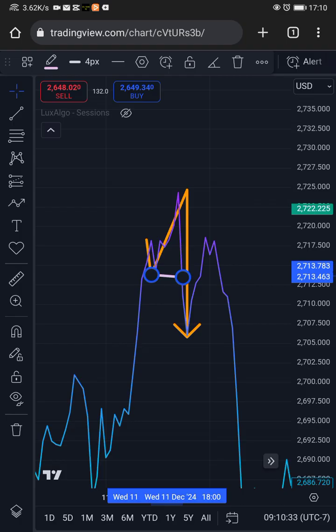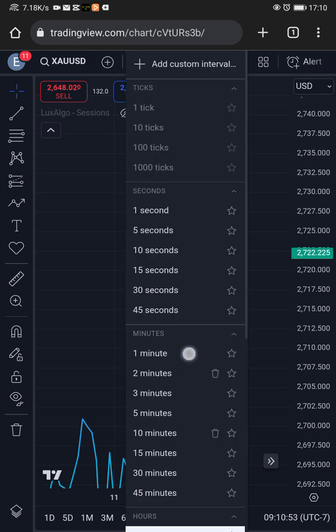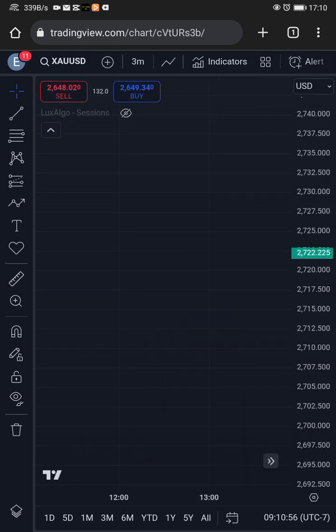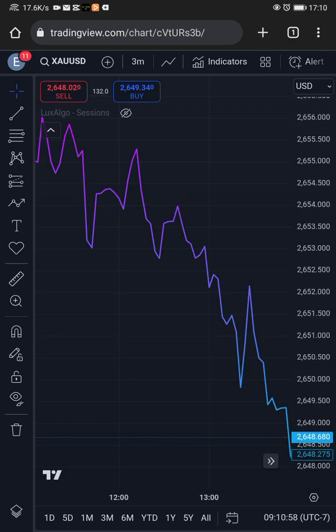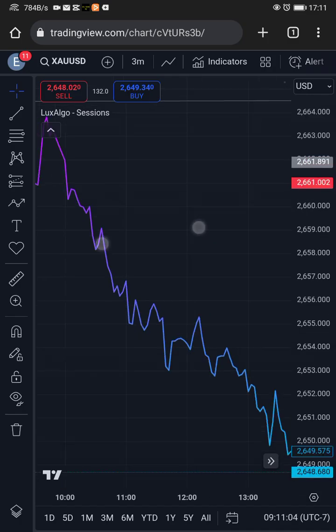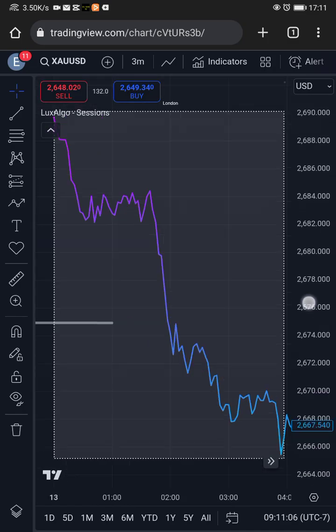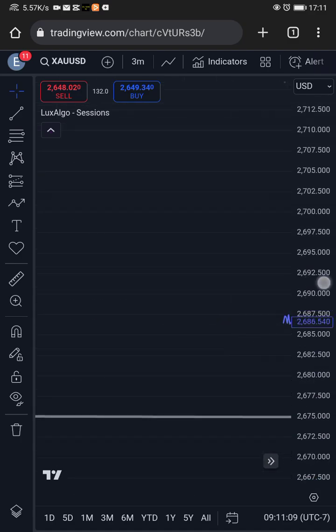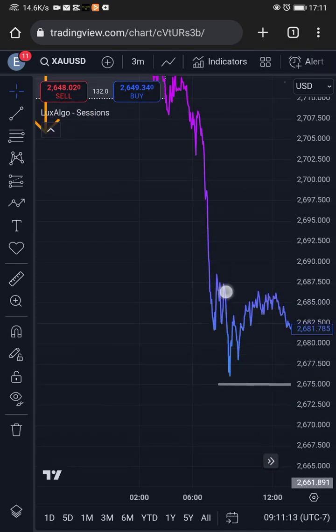Once we go to our 3 minutes chart, we can turn our Lux Algo sessions on, which is our London session indicator. We turn it on to check if we can see any entry during our London session. So let's just do that right away. Let's do that together. So let me go to 3 minutes. So that is my 3 minutes. So I've just clicked on my sessions indicator. Let's go to the zone that I just marked and see. I hope you won't be confused again.